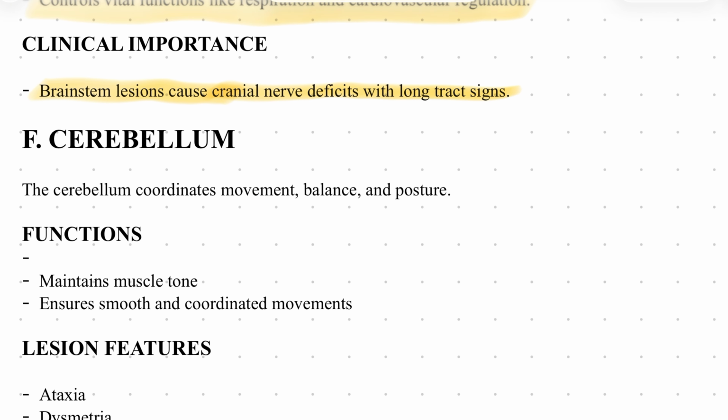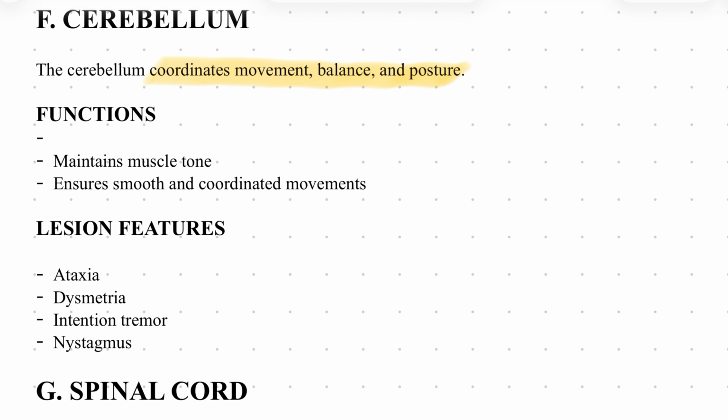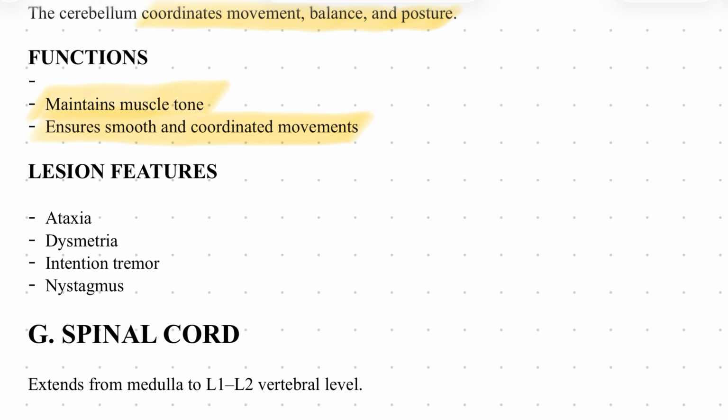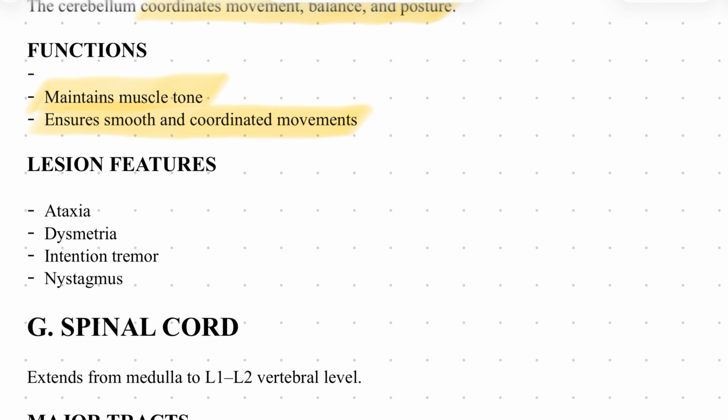Then thalamus acts as a relay station for sensory and motor pathway. There is a Papez circuit and all. We'll be studying that, and nuclei of the thalamus we will be studying. So lesion causes sensory loss and altered consciousness.